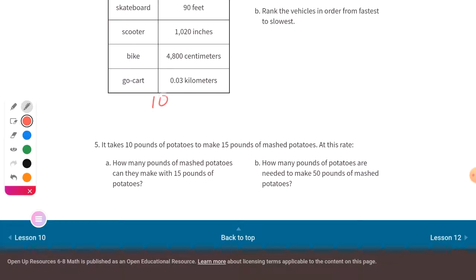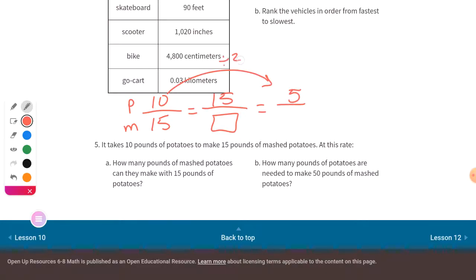It told us 10 pounds of potatoes makes 15 pounds of mashed potatoes. And it wants me to get to 15 pounds of potatoes. And I need that number. What could I break it down to first that I could then build back up to 15? 5. Okay. Can I get 10 to 5? How do I get 10 to 5? Divide it by 2.